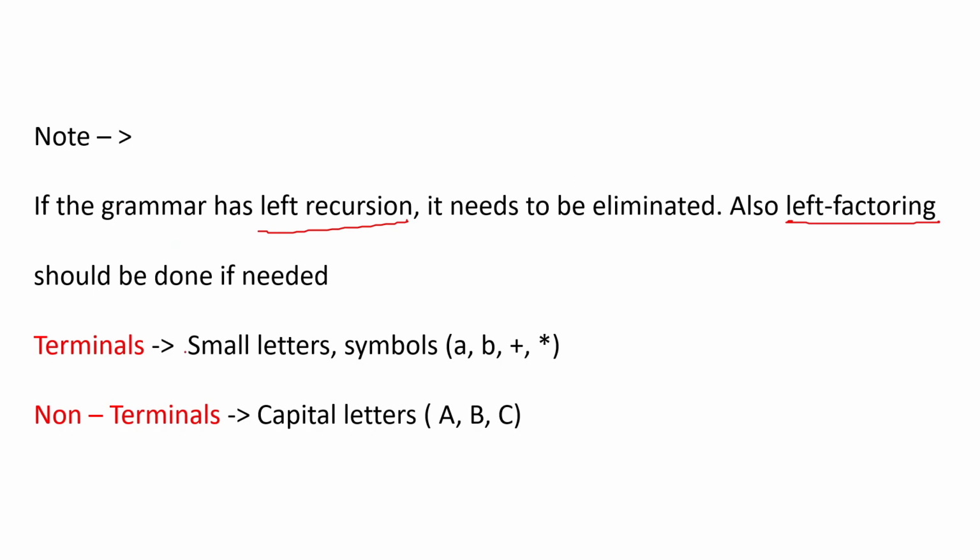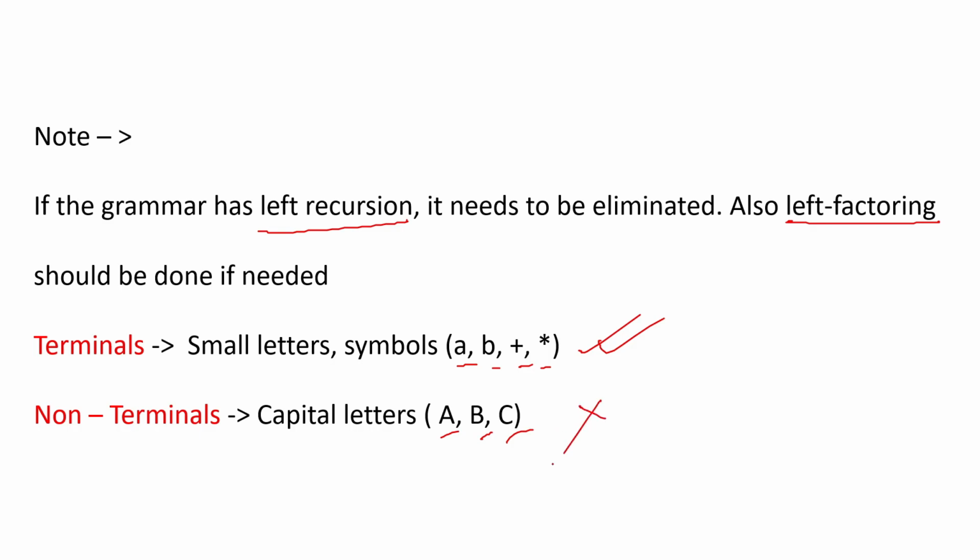Now we have to remember two important terms: terminals and non-terminals. What are terminals? Terminals are small letters or symbols, like a, b, plus, star, and non-terminals are capital letters like A, B, C, T. When you try to find the first of any grammar or a string, the first is always a terminal. The first will never be a non-terminal. That means the result of the first will never be a capital letter. This is a condition: we will always find a terminal as the output, but not non-terminals.